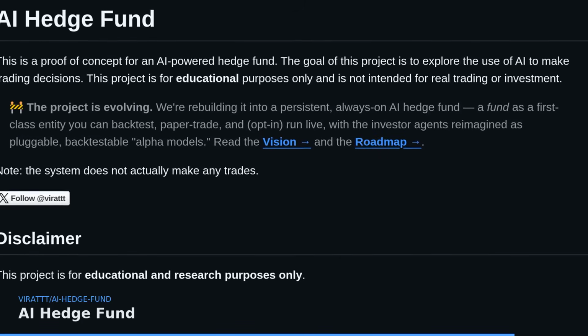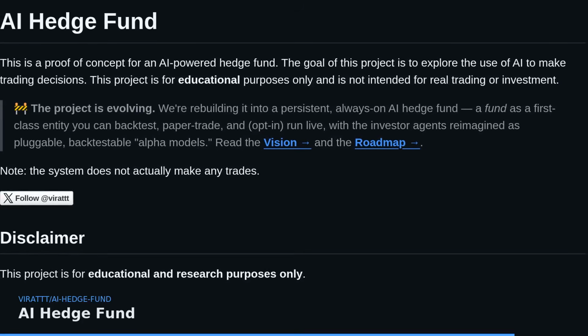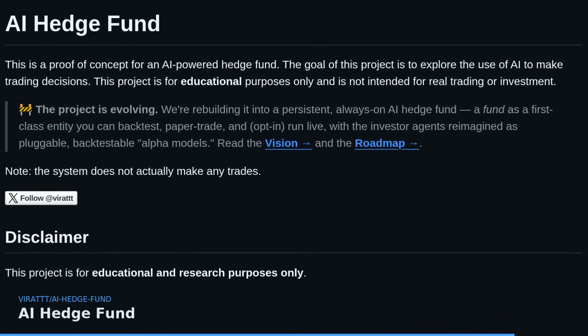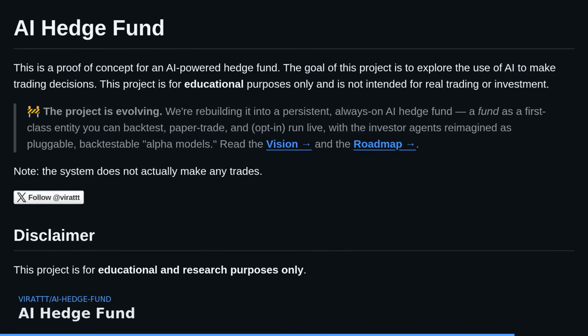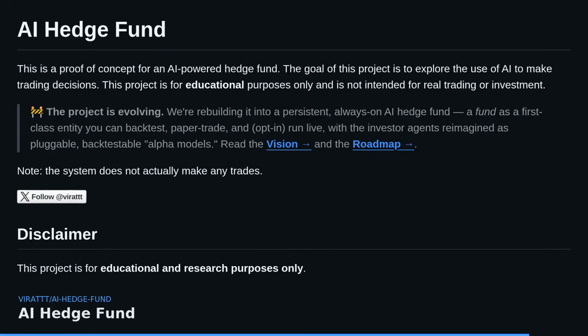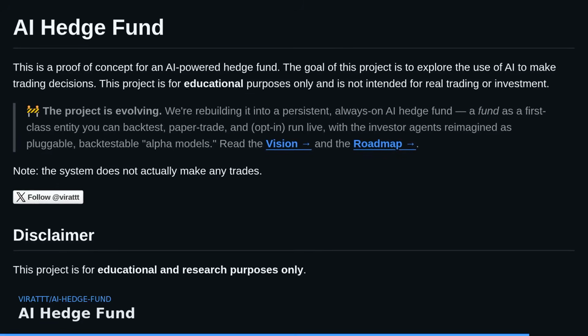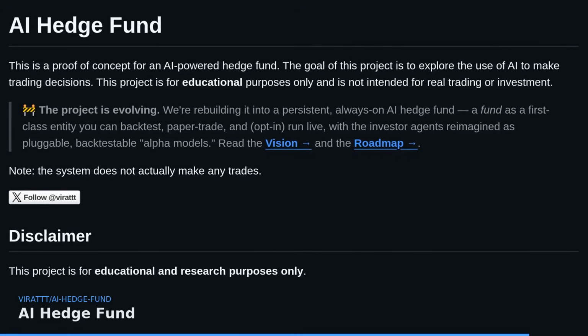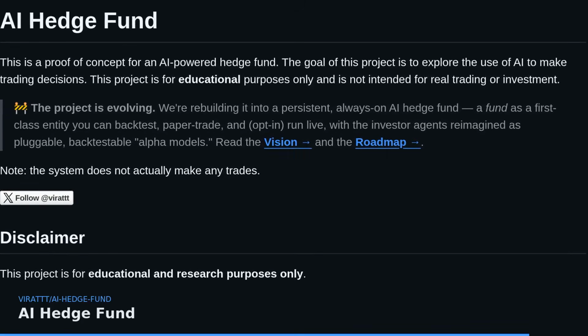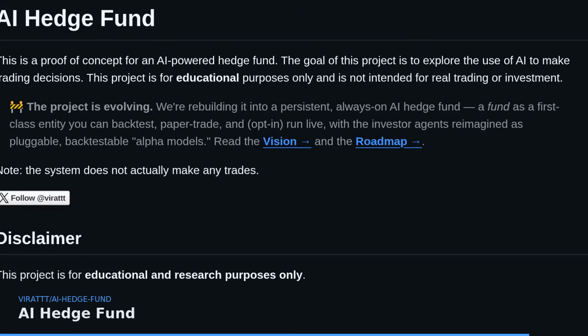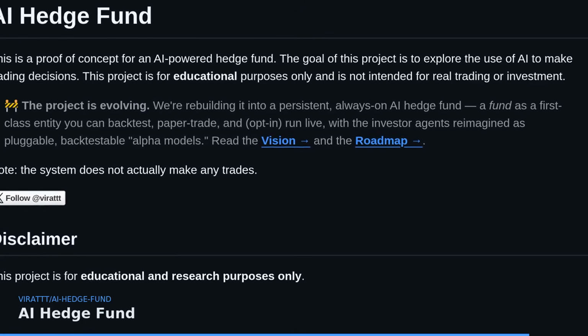Can the system be used for live trading? Not yet. The system is designed for backtesting and paper trading, and any live trading would require additional development and integration with real trading platforms. The project is still in the early stages, and the team is working on making it a persistent, always-on AI hedge fund. So, while it's not possible now, it's something the team is aiming for in the future.